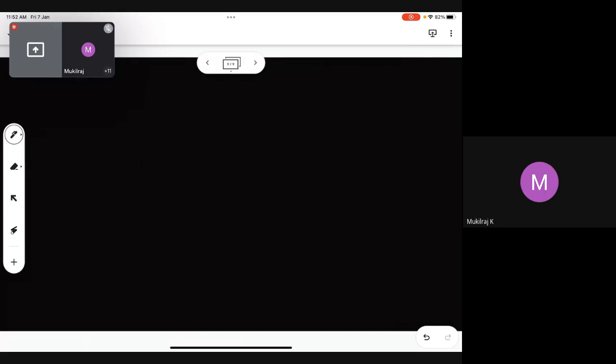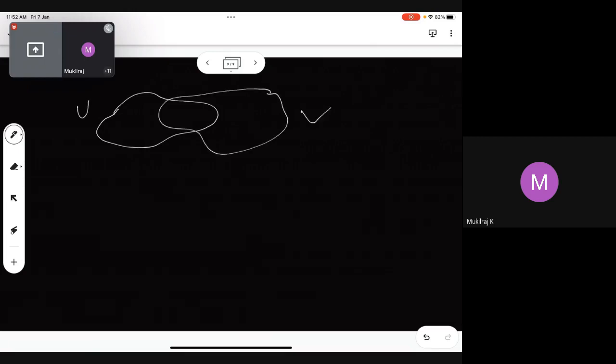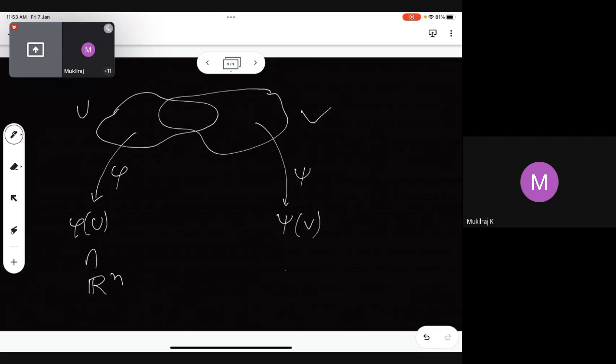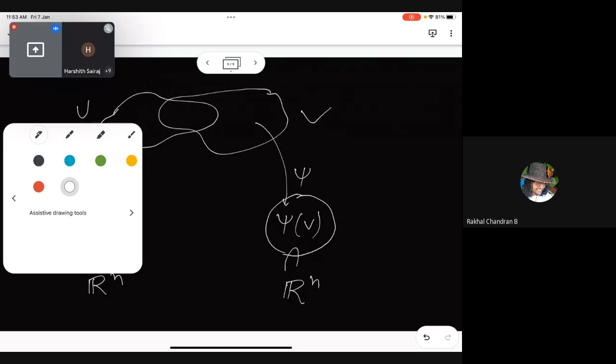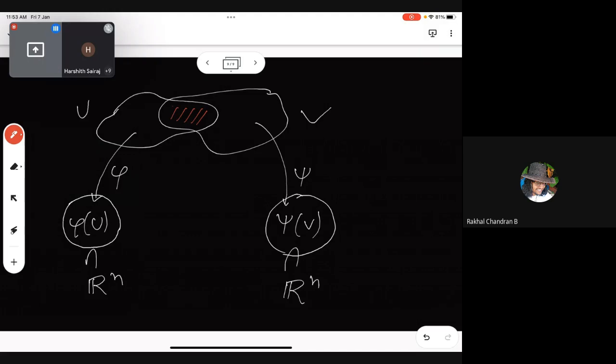So let me draw the picture again. This picture will be quite important. This is U, this is V, this is phi of U, which is lying in Rn, and psi of V is also lying in Rn. If you like, you can consider these to be just balls. Now note the following: this part would map somewhere here under phi, and this part would map somewhere here under psi.